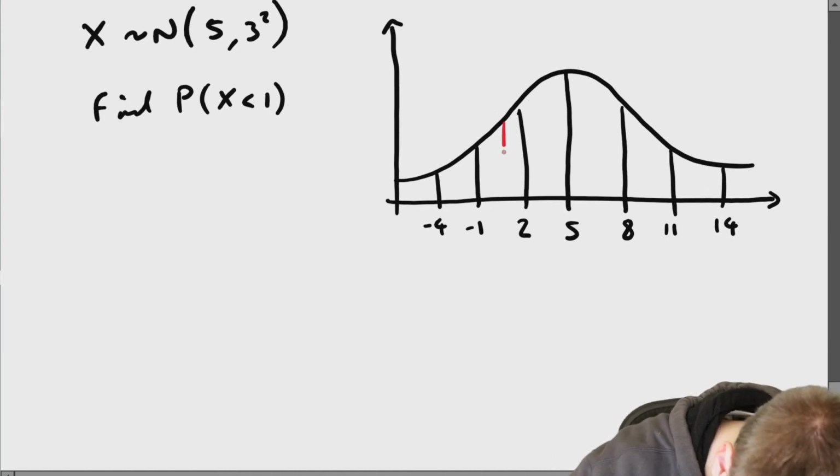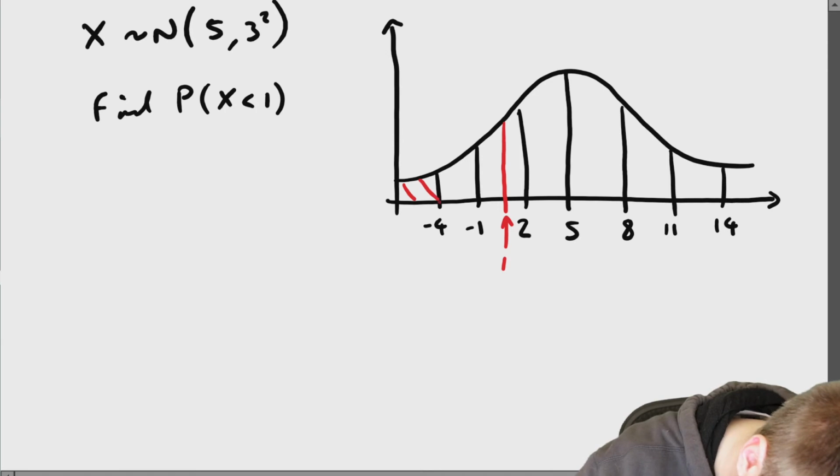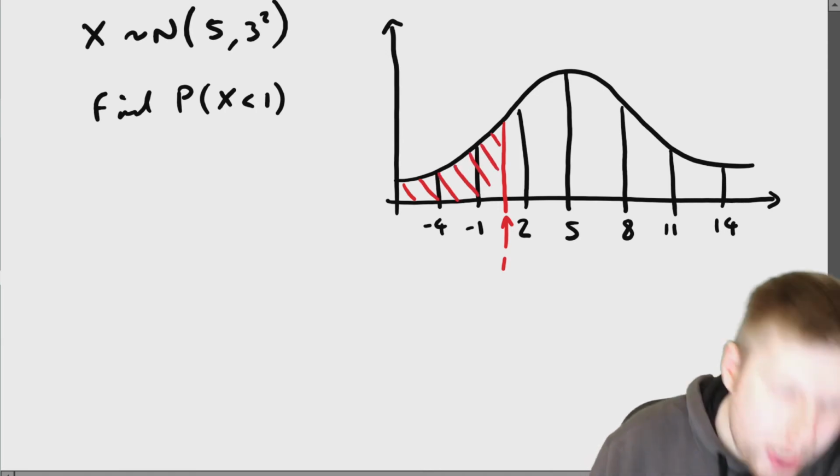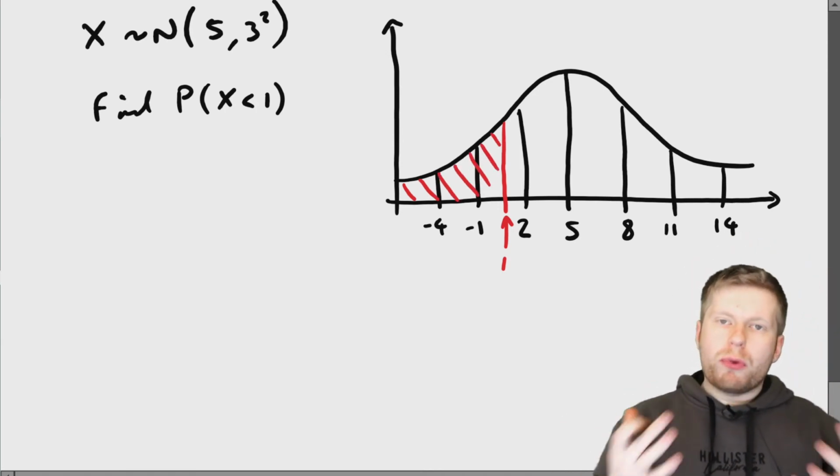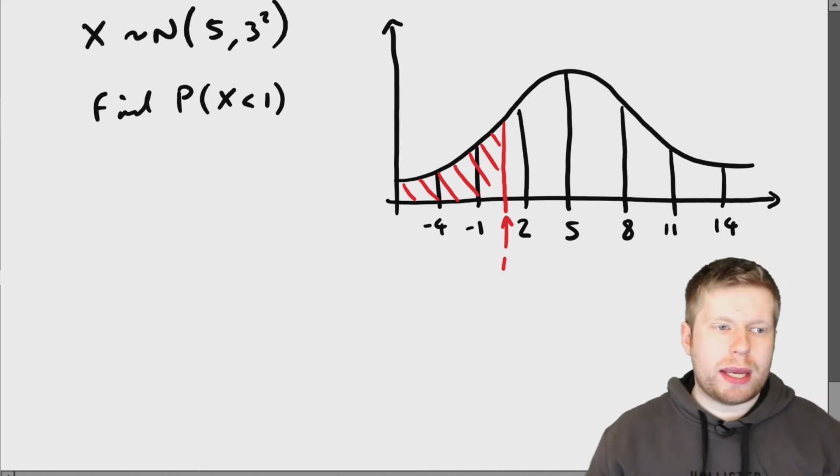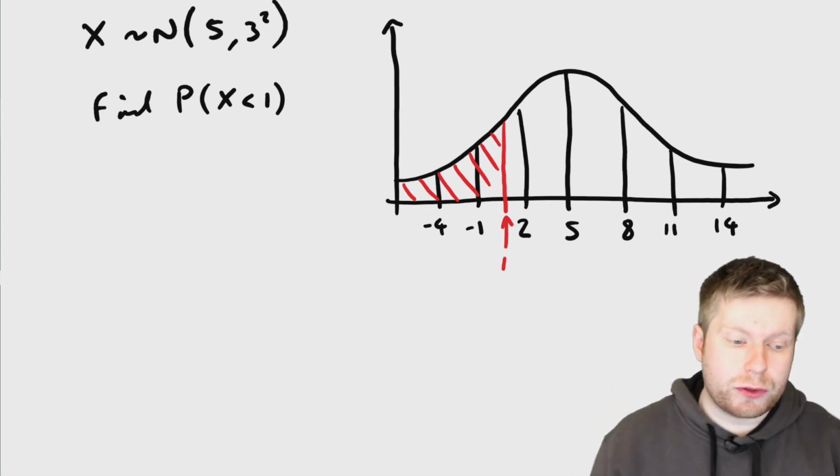Let me draw it in. Here's 1 on our curve. So there's 1, and we're looking for a probability less than 1. The thing is, we don't know what number of standard deviations above or below the mean 1 is. So we need to work that out, okay?